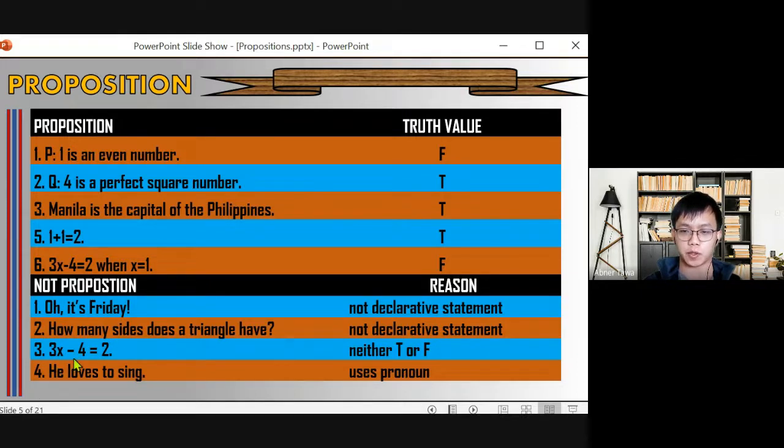Like for example, how do we make number 4 a proposition? We can just change he to a name. So we have Morris loves to sing. Is that true or false? True, Mr. Morris, or false? True. Okay, so the truth value of that is true. Morris loves to sing, and the truth value is true. Okay, so those are non-examples of propositions. And we have here the following examples. Okay, so may katanungan ba?